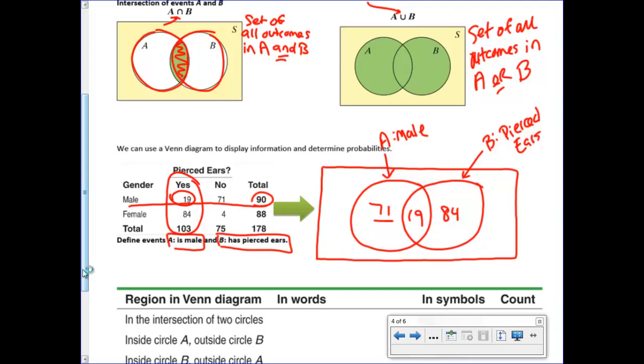Okay. And then how about this 4? This 4 is unaccounted for. 4 means they don't have pierced ears and they're not male. They're female. So where's that 4 go? Outside, right? They're not male. They don't have pierced ears. So I put a 4 outside. So I have all 4 of those numbers accounted for. If I added all 4 of these numbers together, you would get 178, just to double check yourself. That's the Venn diagram.